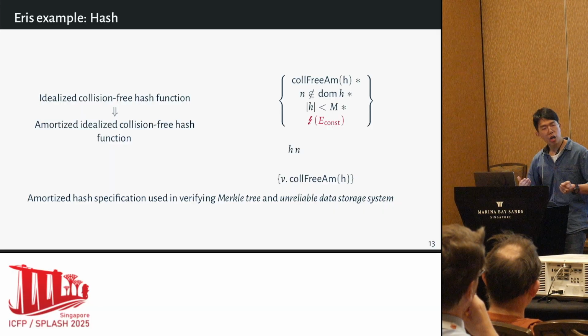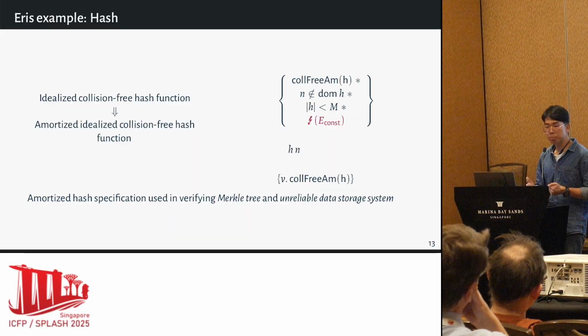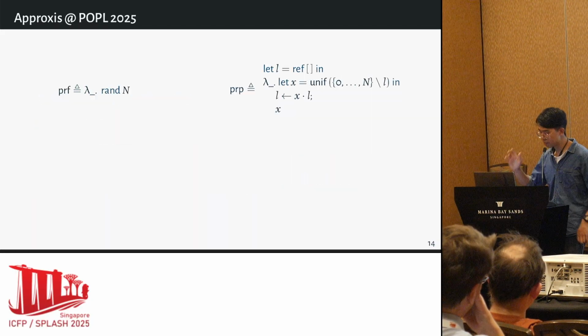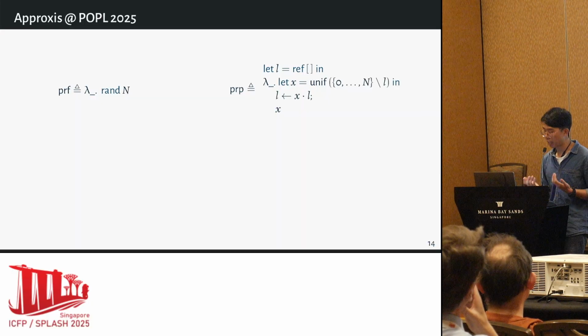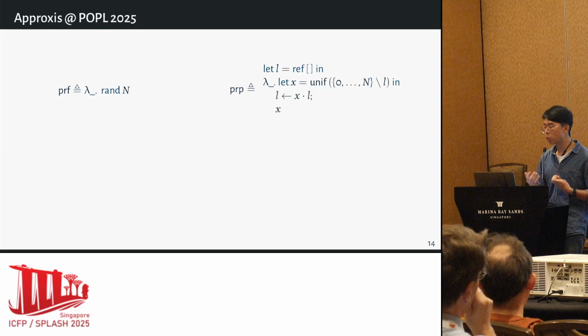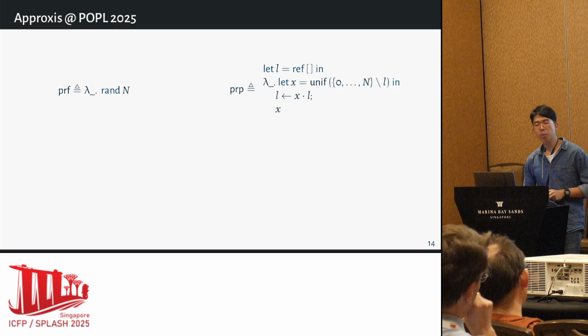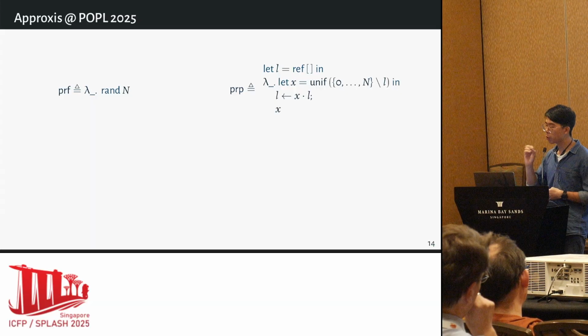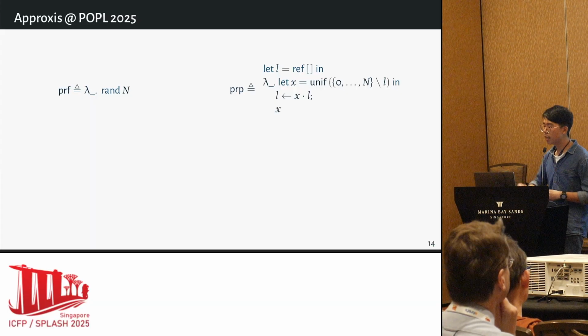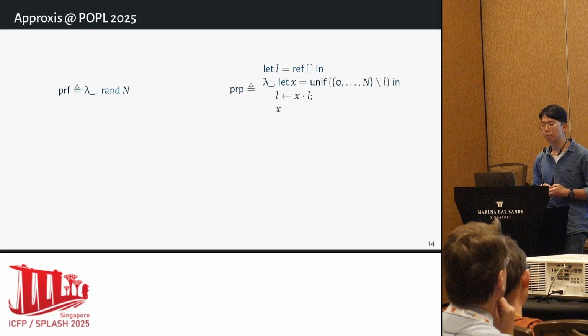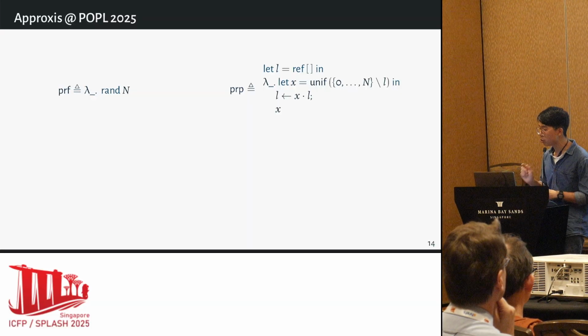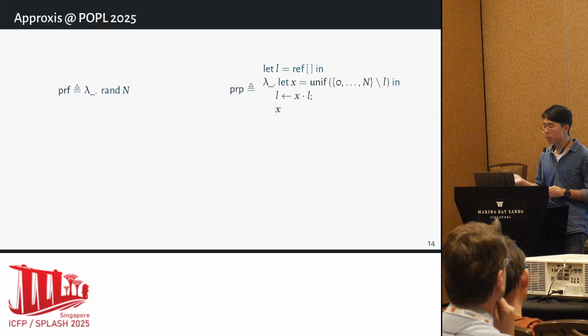Error bounds are not the only property we want to reason about for probabilistic programs. Sometimes these properties are described relationally. Take these two programs as an example. On the left, you have a pseudo-random function where each time you call it, it generates a random number. On the right is a pseudo-random permutation where we create a reference that points to an empty list, and every time we call it, we generate a number that is not in the list and add that into the reference. So in other words, the program on the right will always generate unique random numbers.